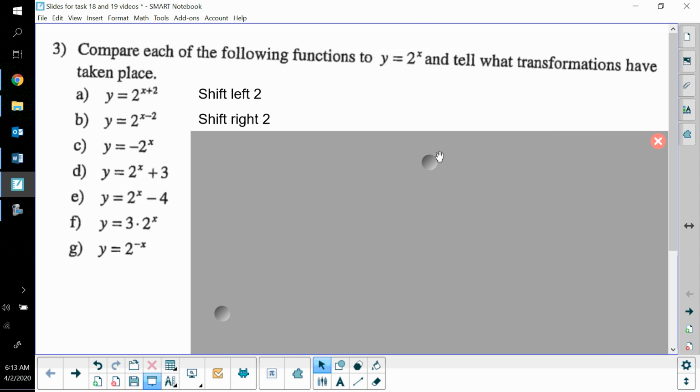So if it had been, say, x squared, and we added in parentheses x plus 2, then all squared, that would also show a shift left. So it's just wherever the x is occurring. If you add to it, it shifts left. If you subtract to it, it shifts right.